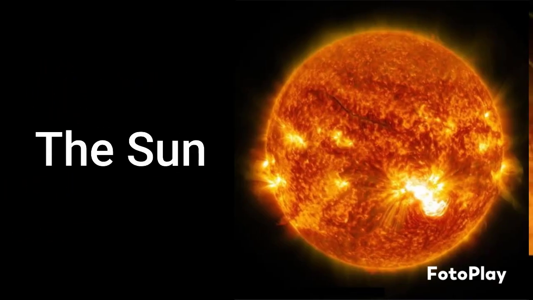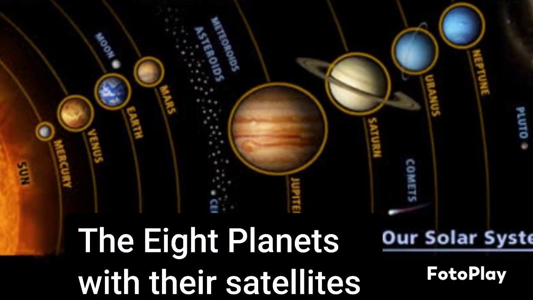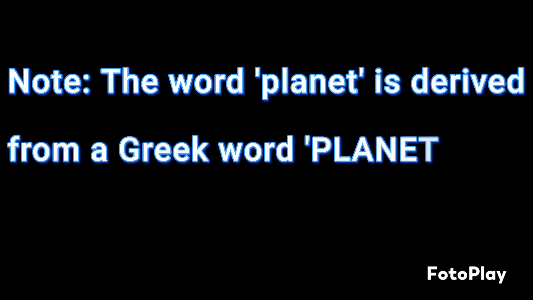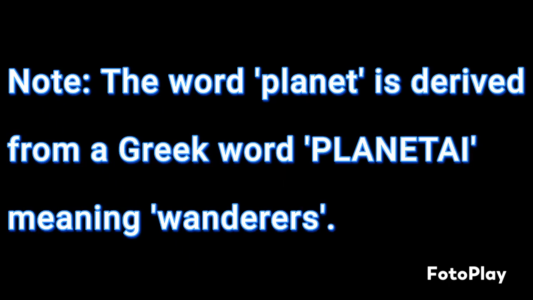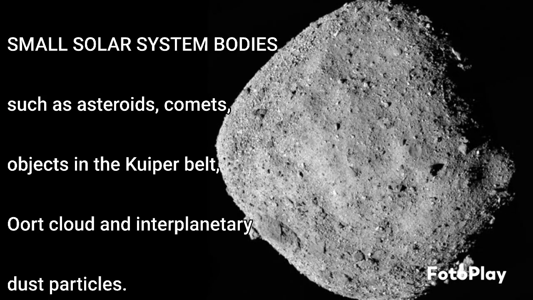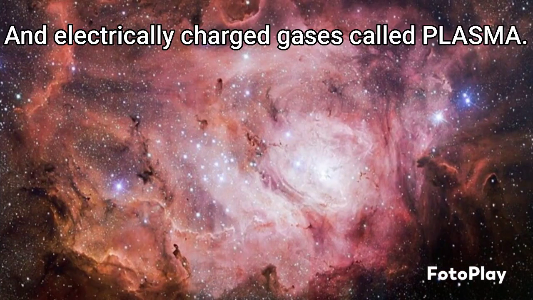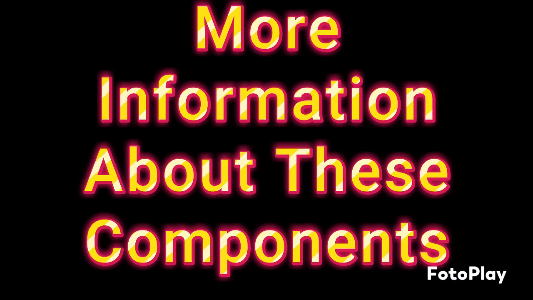Components of the solar system. The Sun. The 8 planets with their satellites. 5 dwarf planets. Note: the word planet is derived from a Greek word planetai meaning wanderers. Small solar system bodies such as asteroids, comets, objects in the Kuiper belt, Oort cloud, and interplanetary dust particles. And electrically charged gases called plasma. More information about these components.